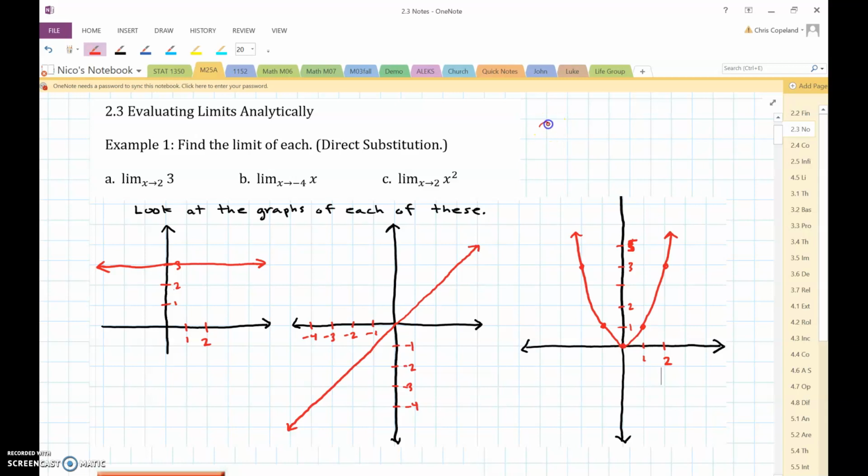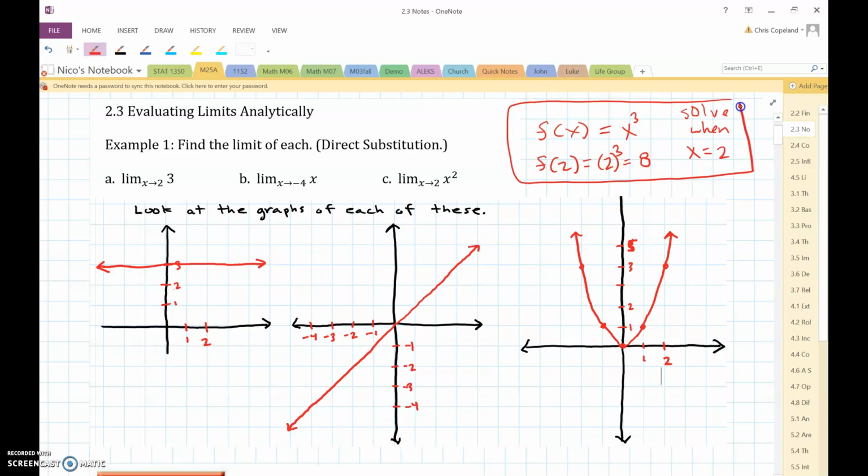Let's say you had f of x equals x squared, and I wanted you to solve when x equals 2. So to solve this, you would do f of 2 equals 2 squared, which would be 4. This is similar to direct substitution for limits. This method doesn't always work, but when it does work, it's an effective strategy to use because it's pretty easy.